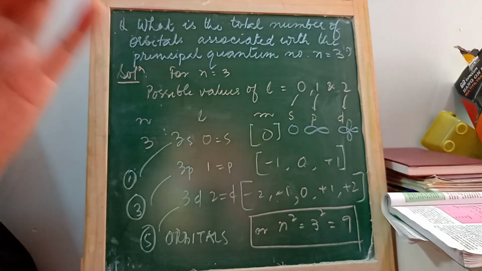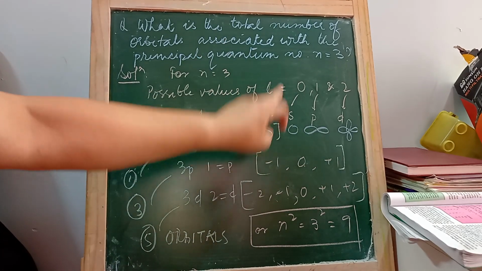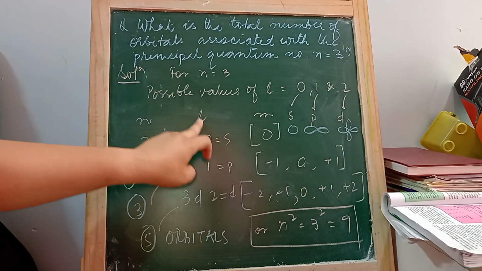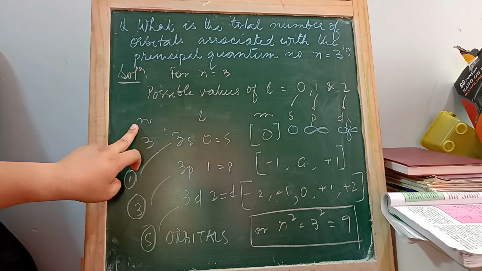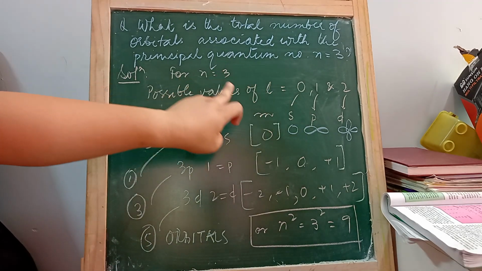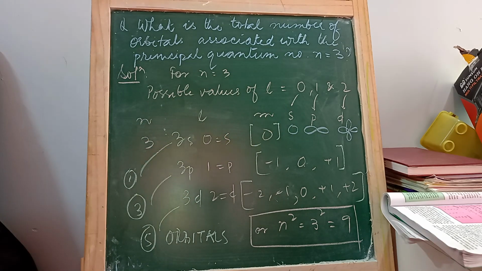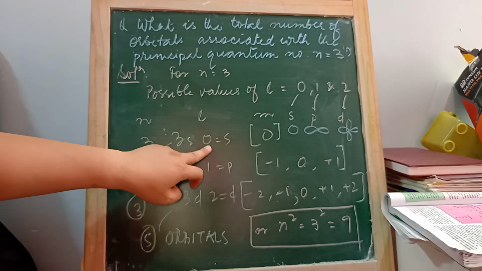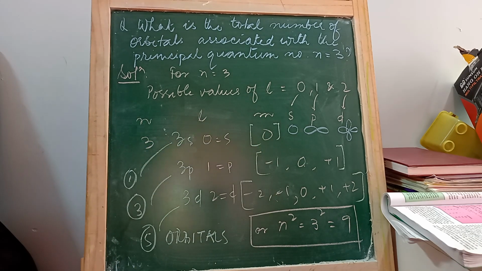Let's move on to the third quantum number, the magnetic quantum number ML, whose value depends on the values of L. The value of L depends on the value of the principal quantum number, and the value of M, the magnetic quantum number, depends upon the values of L. So when L is equal to 0, what are the possible values of M? It will be only 0.